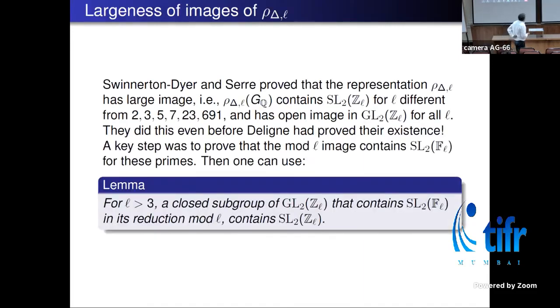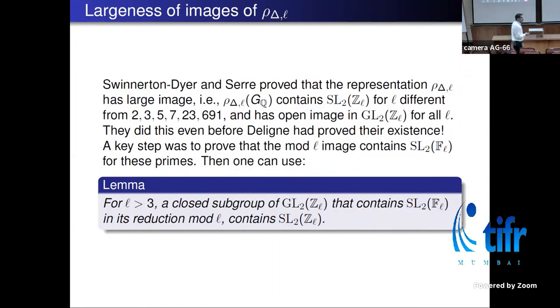Okay, so now Serre and Swinnerton-Dyer proved that, in fact, even before I think Deligne proved these representations existed, they axiomatically just assumed these representations existed with the given properties, which told you what the traces of these representations were at Frobenius elements. And they started a deep analysis of what the image of such a Galois representation is. So they proved that this l-adic representation has big image, so it contains SL2(Z_l), for l different from these exceptional primes, and in general has pretty large image. It has open image in GL2(Z_l) for all l.